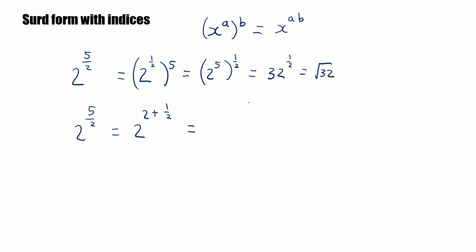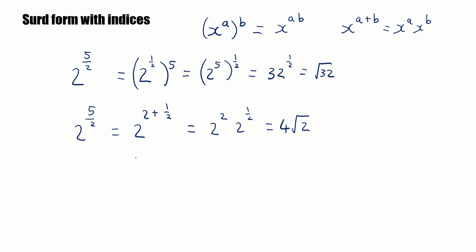And also the plus in the power means we can use another index law, which is that we can write it as two things multiplied together with those two separate powers. So therefore, we could rewrite 2 to the power of 2 plus a half as 2 to the power of 2 times 2 to the power of a half. That's useful because 2 to the power of 2 is 4 and 2 to the power of a half is root 2. So therefore, that's a way of writing that in surd form.